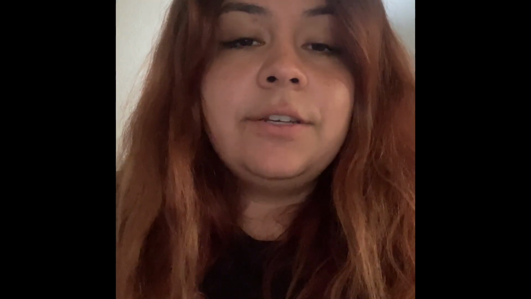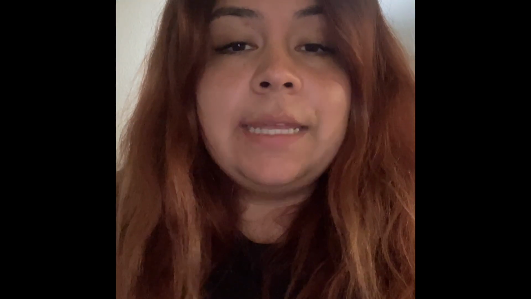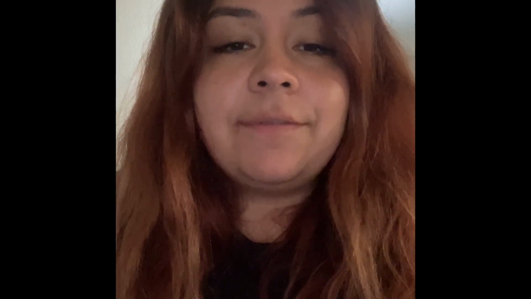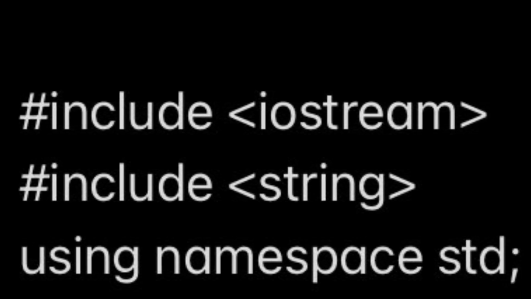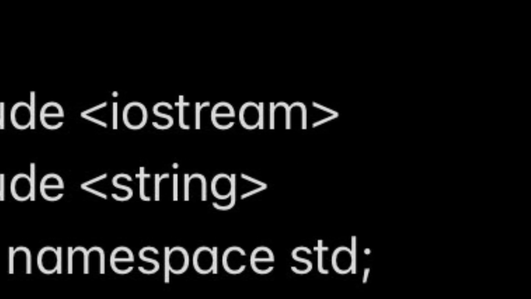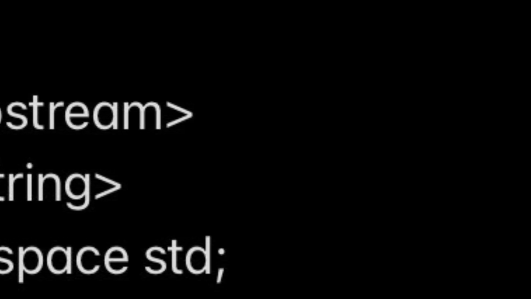So now that we understand how encryption and decryption work in theory, let's see how this cipher looks in action. We start by including the IO, stream, and string libraries. These allow us to use input and output commands and handle the text easily.